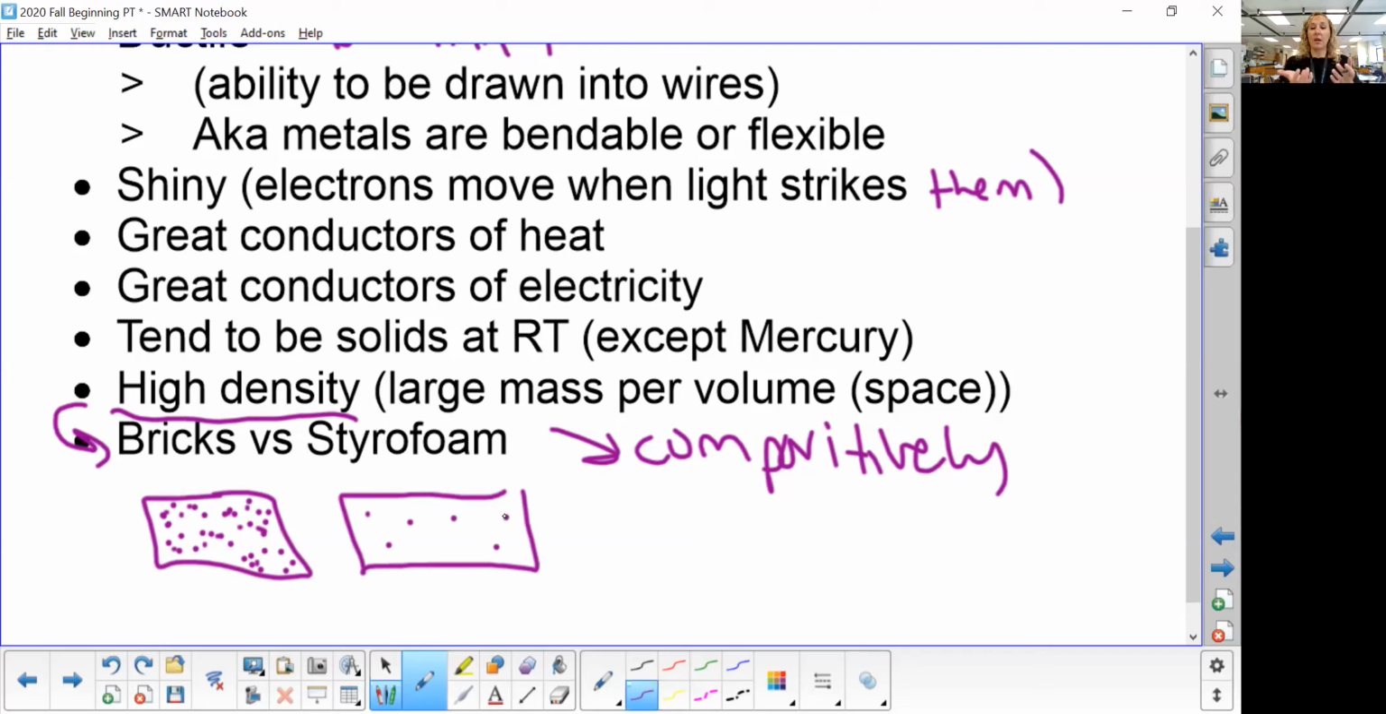Because a piece of styrofoam is relatively light. If you had the same size piece, styrofoam and brick, you would feel the difference. And even though they're taking up the same amount of space, how much is packed in there would be much larger for a metal. Okay, so metals generally, their particles pack in really close together, and that's what makes them so dense and heavy in even a small quantity. So high density, and again, it's relative, but compared to the other elements on the periodic table.